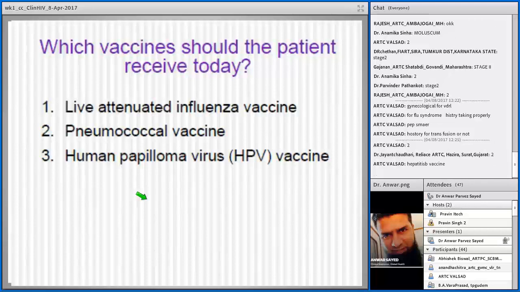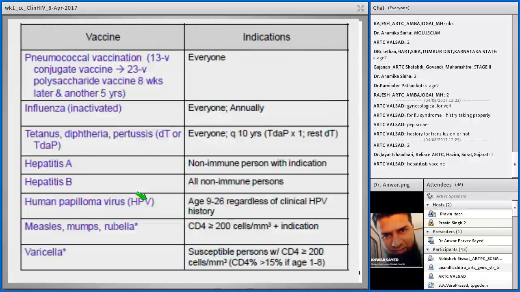Pap smear history, for blood transfusion. Pap smear is important, especially in females who are more than 40 years of age. Wherever the facilities are available, it should be done. Flu syndrome history, as I said, sometimes patients don't remember, but if a patient gives a history, it is good to take that history. Then history of blood transfusion, again in risk factor assessment we do that.